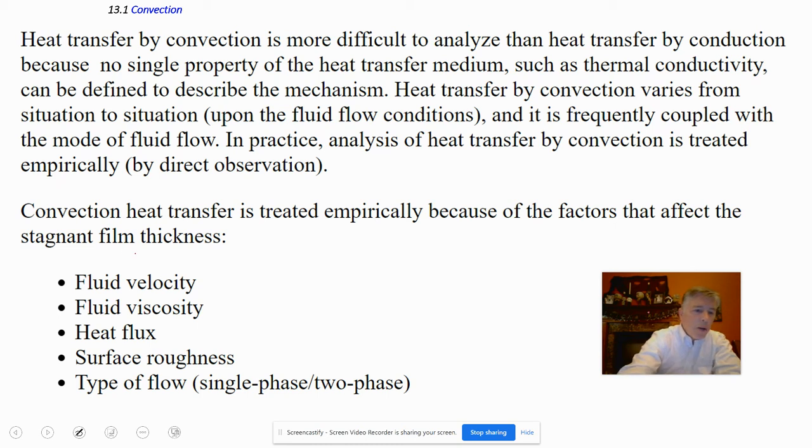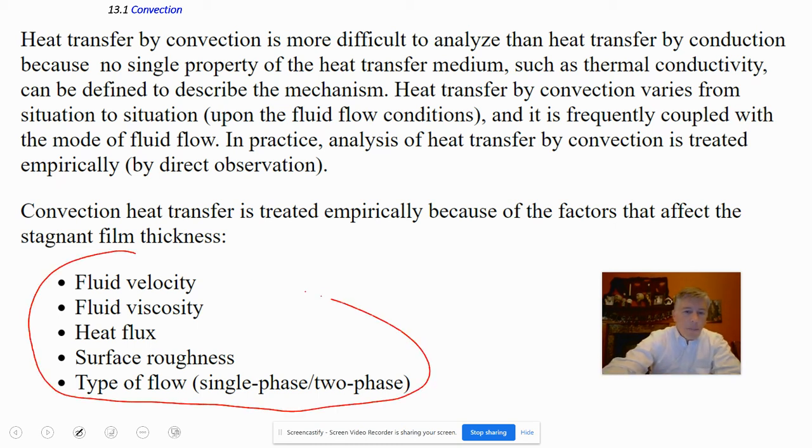And I like this part right here, where we talk about some different things that affect convection. You need to know the fluid velocity, so the faster the fluid, that's going to change how much convection there is. The viscosity of the fluid is going to affect it, which is basically the fluid friction that you have. The heat flux, that's the amount of heat flowing through a particular area, the surface roughness, the type of flow, all these things affect it.